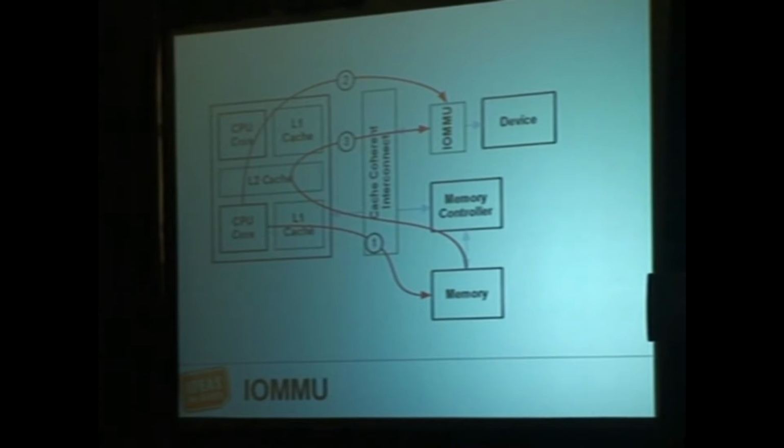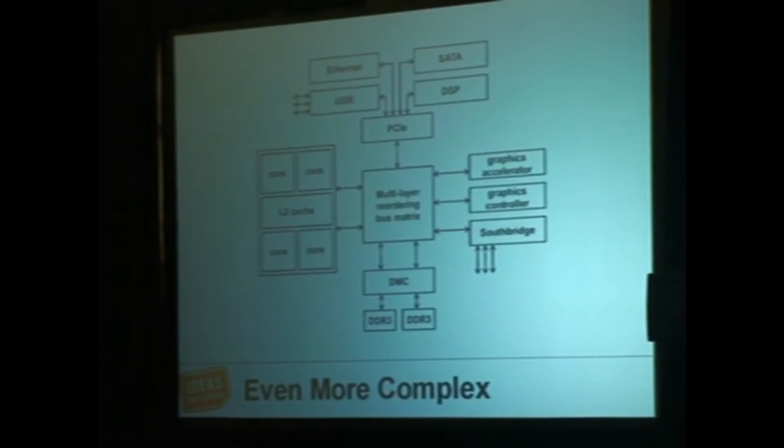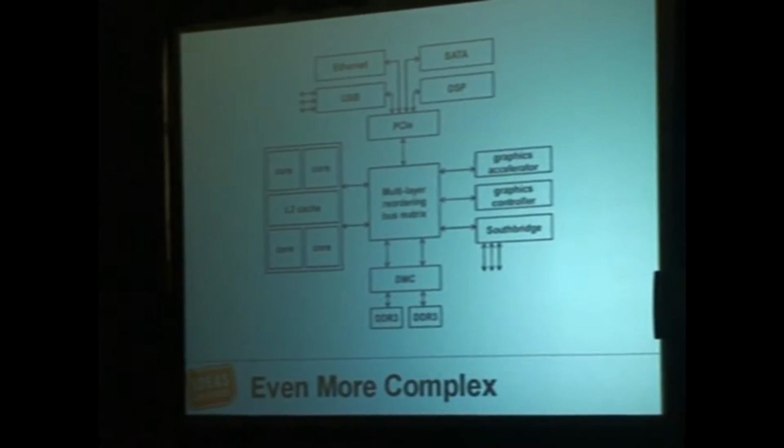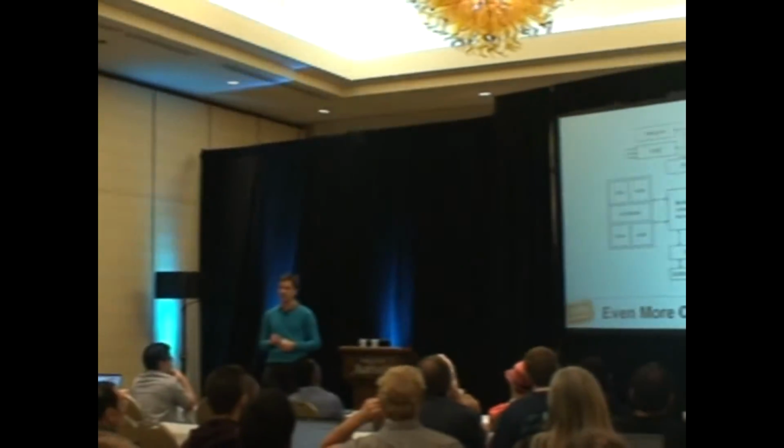Real systems that we have now are even more complex than that. You can have lots of CPU cores that can be grouped in clusters with different levels of caches, some local to the CPU, some shared between CPUs in the same cluster. You can have a big reordering matrix in the middle that connects all the pieces together, and that will just reorder writes and reads to memory. So it can really be a complex problem, and you can't really have a sequential view of the system.